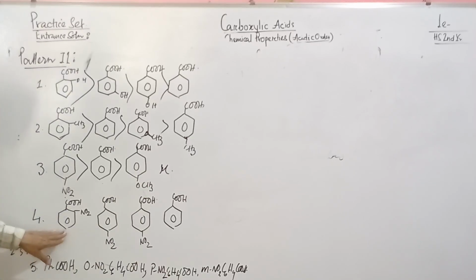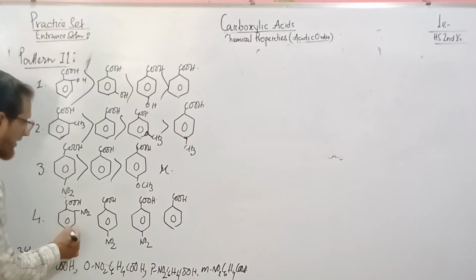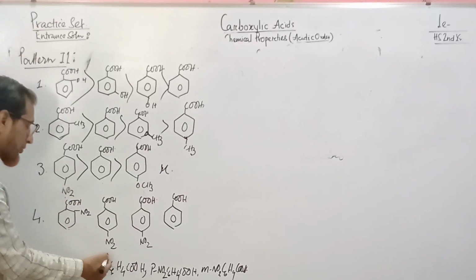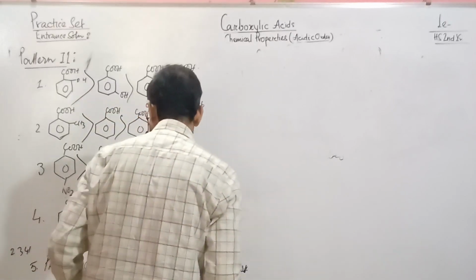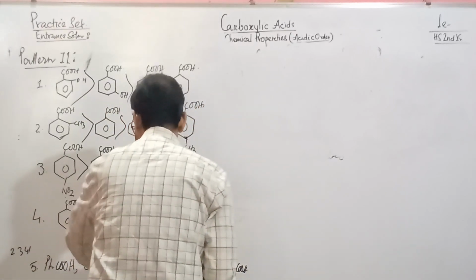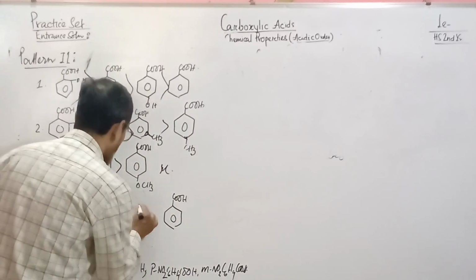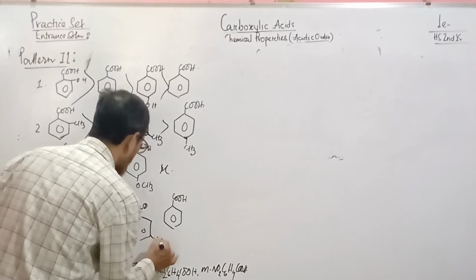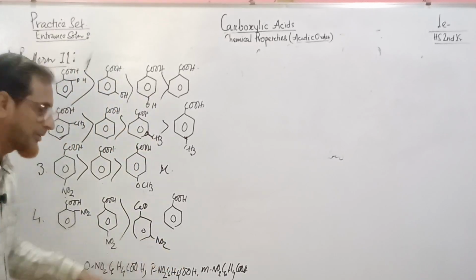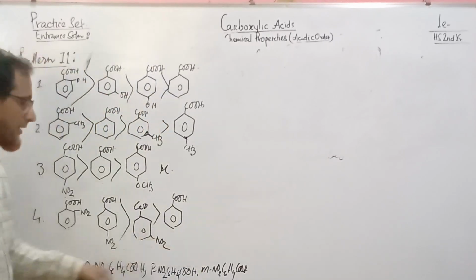Again come to this group. If it is in meta position, its minus I effect is prominent, so it is highest. Then in para position, the minus I effect is highest, and the next one is in meta position, where it is less effective, the minus I effect being less. So the order is like this.